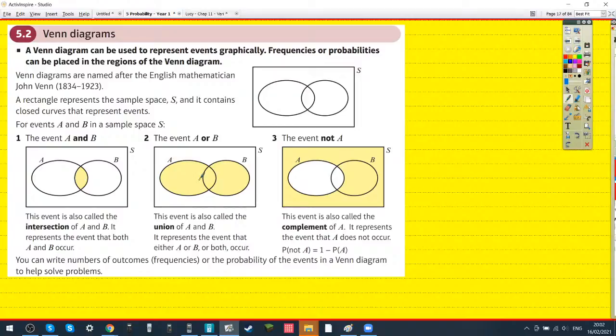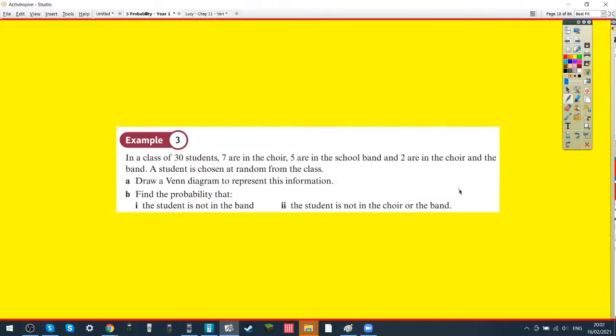That's the N. Union is the U. That is like A or B or both. And then the complement means not that. So the complement of A means not A. And they write it as A dash. Okay. We'll see how we do.